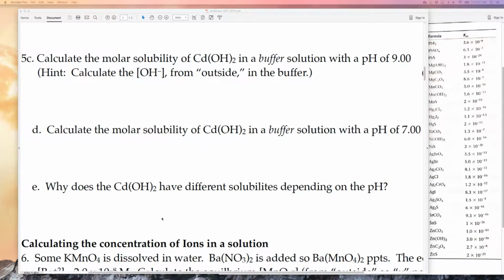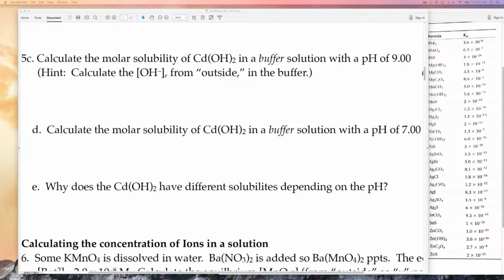Okay, so part 5C asks us, what is the molar solubility of cadmium hydroxide in a buffer solution? A buffer solution obviously means that there may or may not be hydroxide ions already in solution. They have told us that the buffer solution has a pH of 9, and they give us a hint: calculate the hydroxide that is already in solution. That's what they mean by outside in the buffer. How much is already in solution?